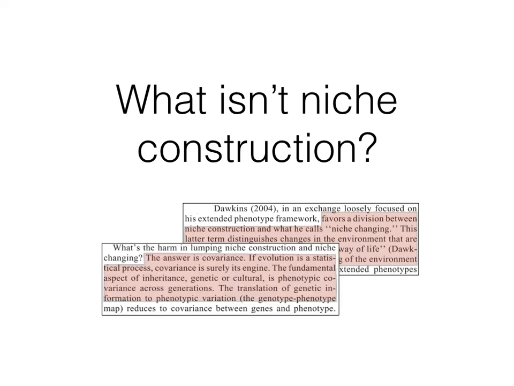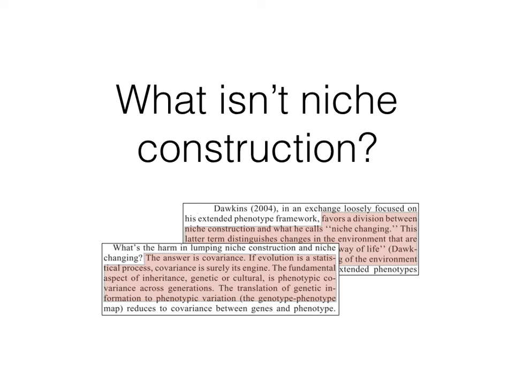Brodie goes one further and asks, well, what's the harm in lumping niche construction and niche changing together? And his answer is covariance. He says, if evolution is a statistical process, covariance is surely its engine. The contention here is that some examples of niche construction have this engine, and some examples of niche construction lack it, and we need to be aware of those differences. What I want to say about this is that from the perspective of heritability, or models of inheritance, I think we can start to pull these apart and really understand the differences between different types of niche construction and whether we should be concerned about this problem.